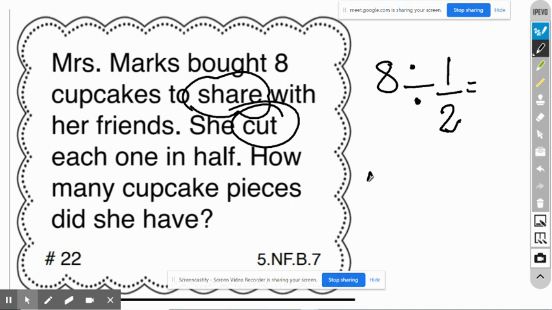This 8 is the whole cupcake that you cut in half. Oh, I get 2 pieces here. So 8 divided by half, you're going to get more pieces, right? You're cutting it in half because maybe you don't have enough, so you have to get more pieces. Then you get the 16 pieces.